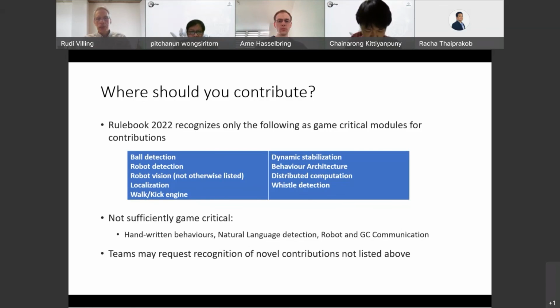If you have a contribution that is not in one of the areas listed above that you think is still novel and is a valuable contribution, then you can ask the TC for recognition of it. And in many cases, I think that would be looked on favorably, provided that it is of sufficient scale and quality.